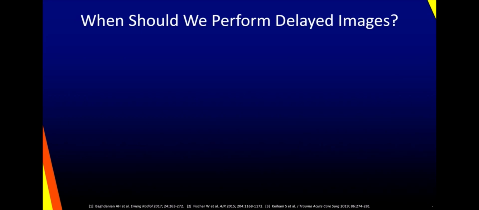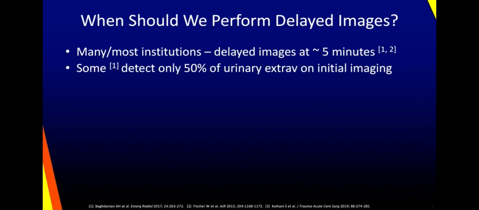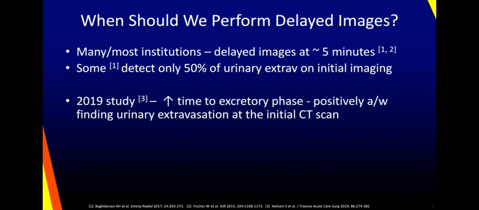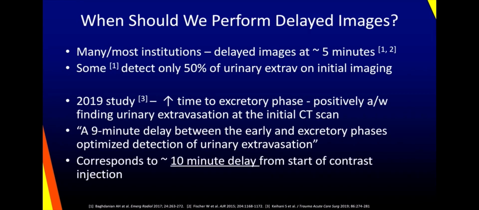Now, when should we perform delayed images? Many or most institutions do this at about 5 minutes. But some of these institutions detect only 50% of urinary extravasation on initial imaging. A 2019 study demonstrated that increasing the time to the excretory phase is positively associated with finding urinary extravasation at the initial CT scan. And they state that a 9-minute delay between the early and excretory phases optimized detection of urinary extravasation. This corresponds to approximately a 10-minute delay from the start of contrast injection, which is what we do and recommend.